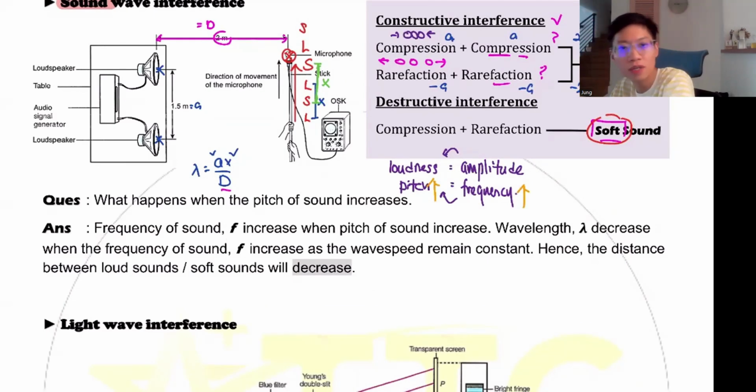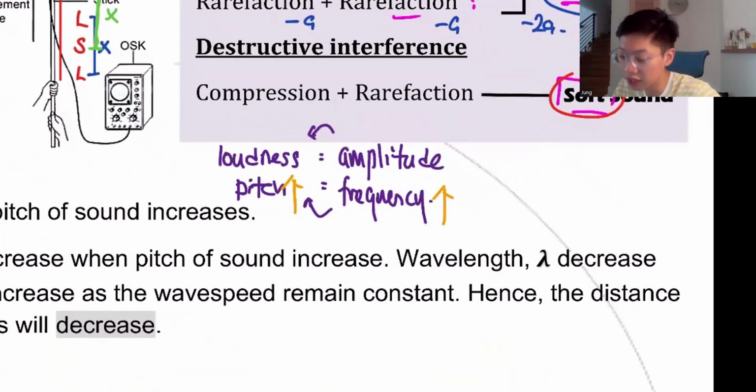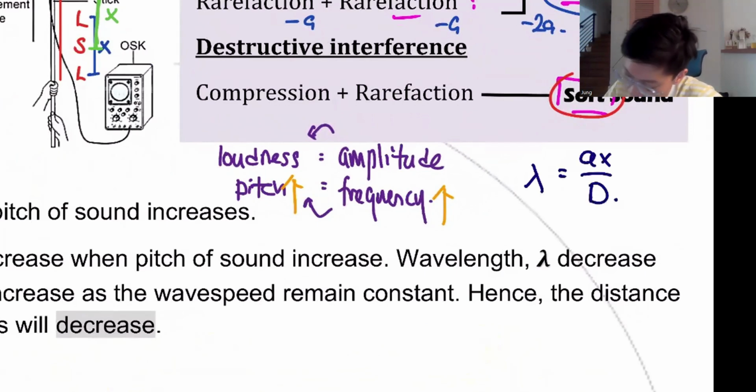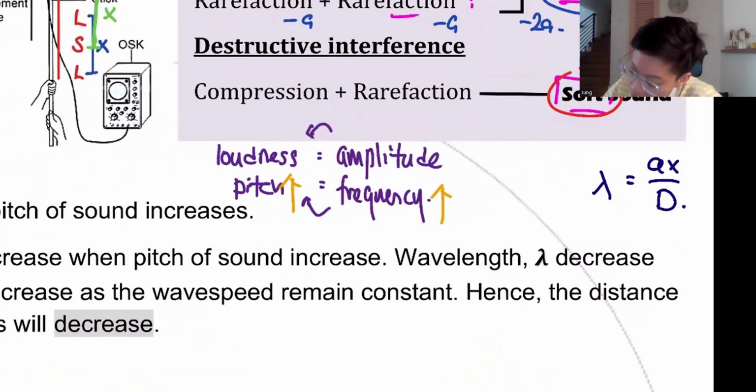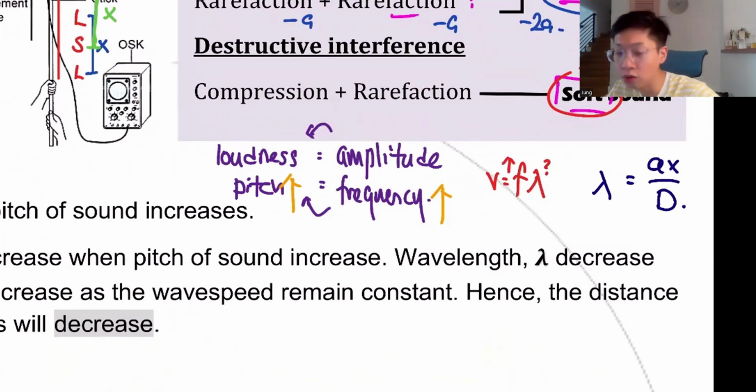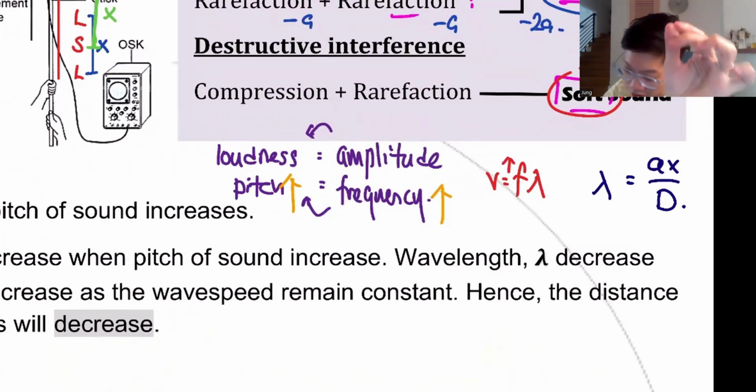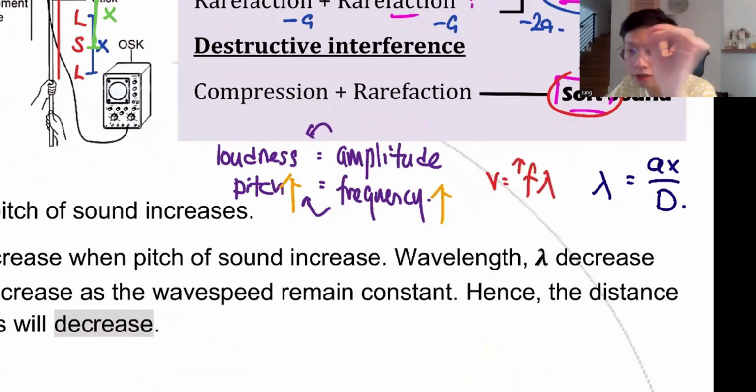Once your frequency increases, what will happen? Now we have to look at the formula. Lambda equals AX over D. Then in this chapter, there is also one more special formula, which is V equals F lambda. So when your frequency increases, what will happen to your lambda, guys? Will it increase or decrease? The answer is it will decrease, right? Correct.